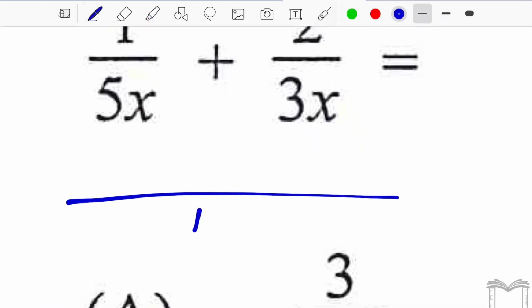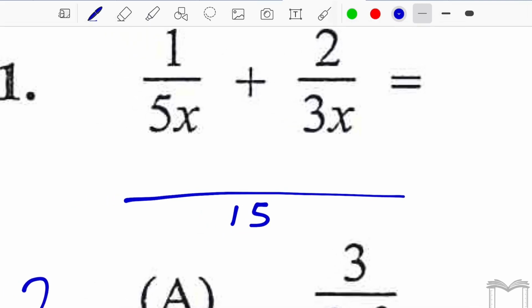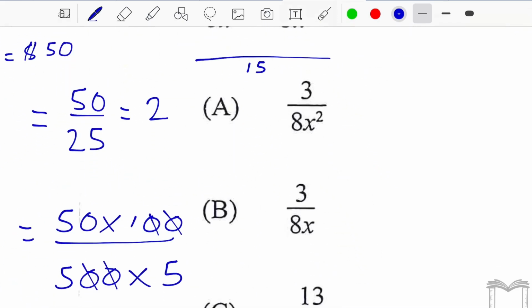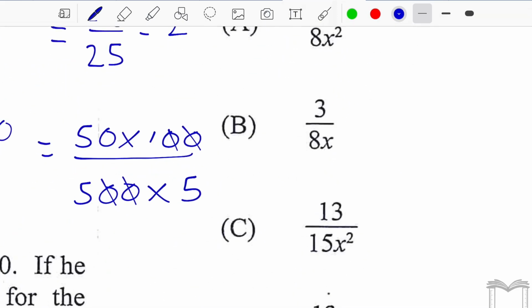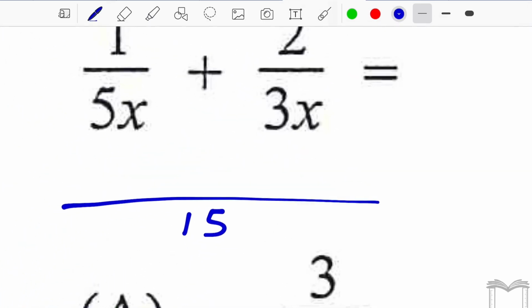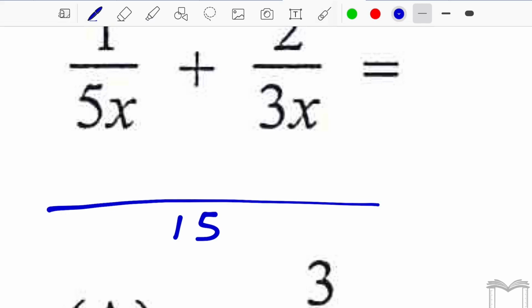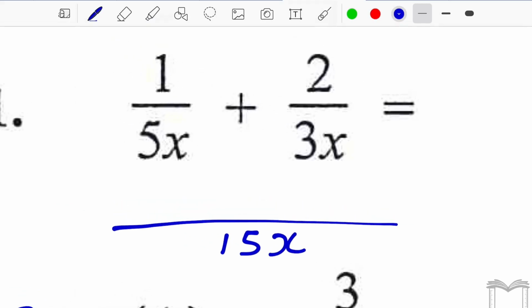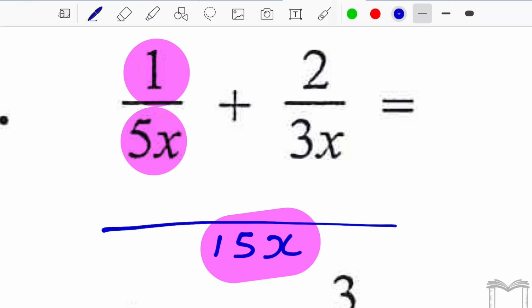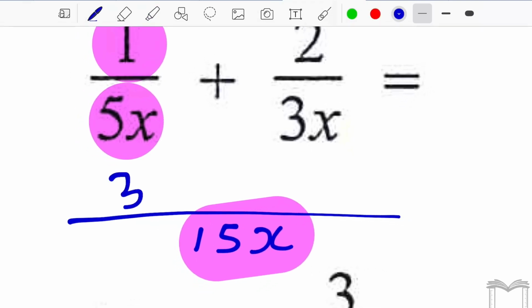So 5 3s are 15, and we'll use x, seeing that the answers have x. Alright, let's try x only, not x squared, because x squared is not necessary. So 15x. So 5x into 15x is 3, and 1 times 3 is 3.